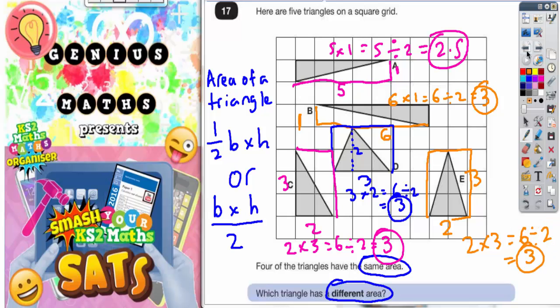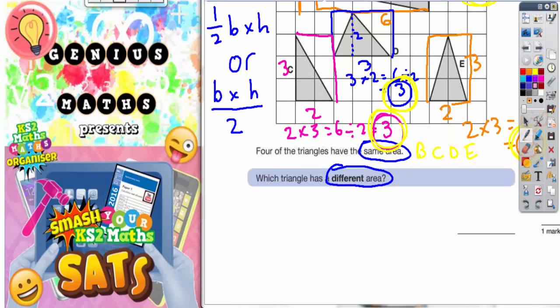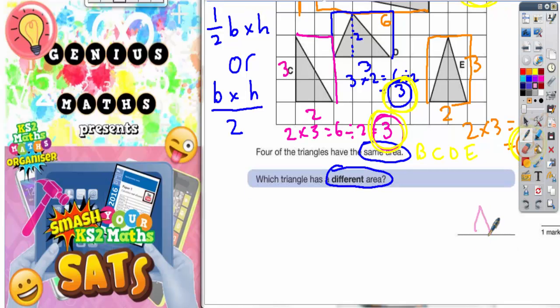So indeed, you can see that triangle B is 3, triangle C is 3, triangle D is 3, and triangle E is 3. So the 4 triangles with the same area are B, C, D and E. So which triangle has a different area? The only one left is triangle A up here, which has an area of 2.5. So what we need to write in here is simply the letter A.